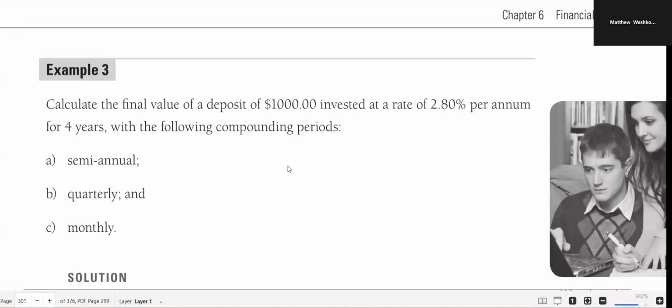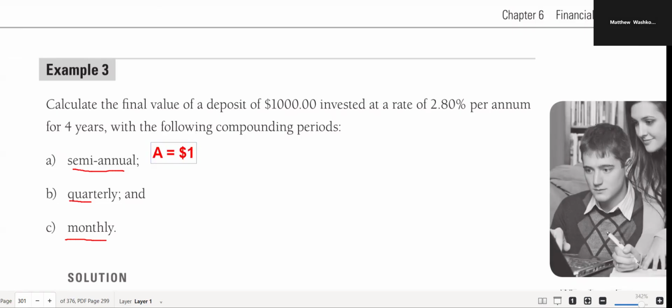So now we're going to swap the per year part, and we're going to look instead at semi-annually, quarterly, and monthly, right? So A is equal to my principal, which is 1,000, times 1 plus, what's my interest rate? 0.028 divided by semi-annually. Semi means twice in a year, to the power of N times T. I know my N is 2, and I know T is 4 years.